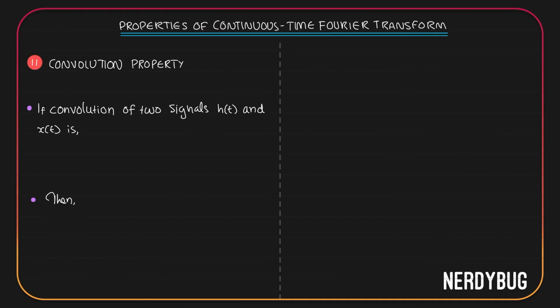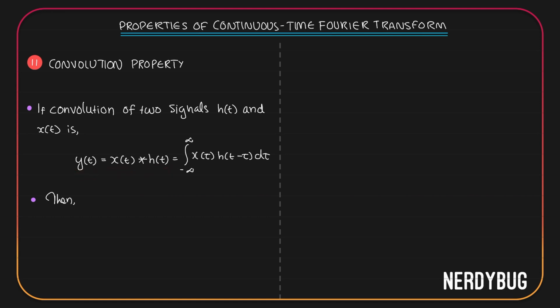The next property we have to learn is the convolution property. Let us take two signals h of t and x of t. Let us say y of t is the convolution of x of t and h of t. We already know that this will be equal to the integral from -infinity to infinity x of tau h of t minus tau d tau.